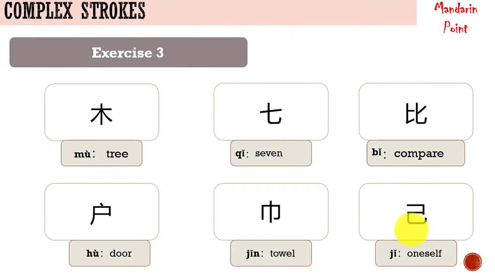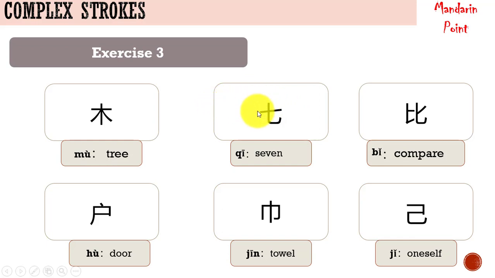Let's do an exercise for this lesson. We have 6 characters and we have to decompose all of these characters into their basic strokes. Here is mu meaning tree, chi 7, b compare, g oneself, jin towel, hu door. To crack all of these characters into their basic strokes, what I need from you is your common sense. Your common sense must tell you how many strokes each character has.